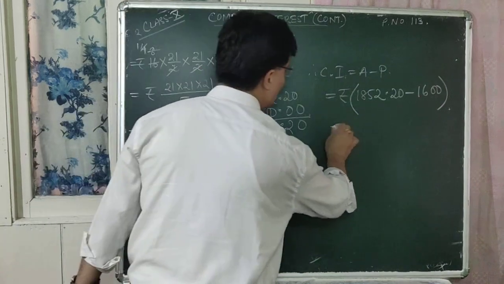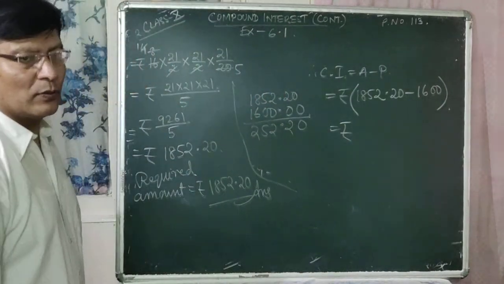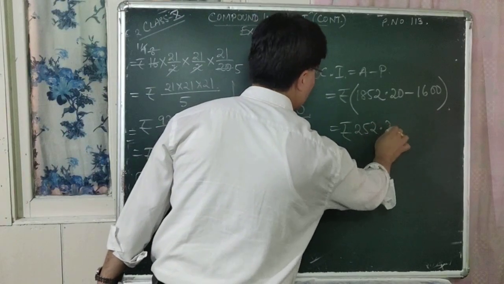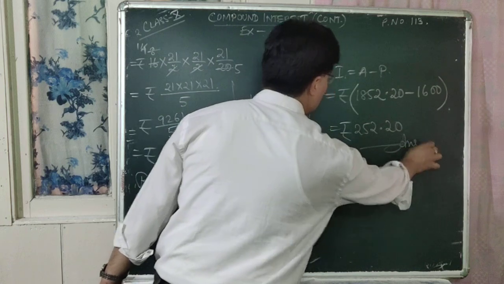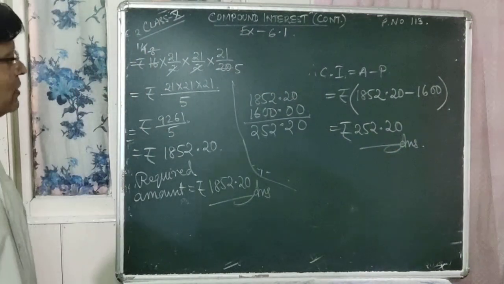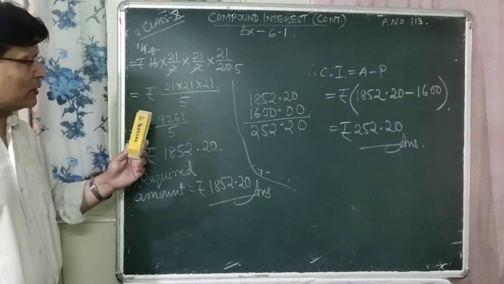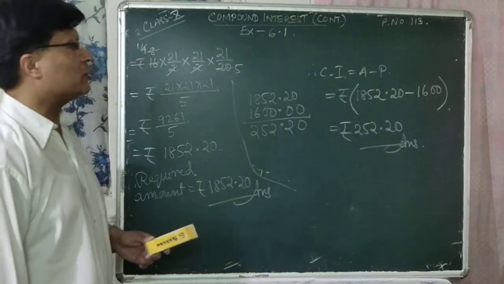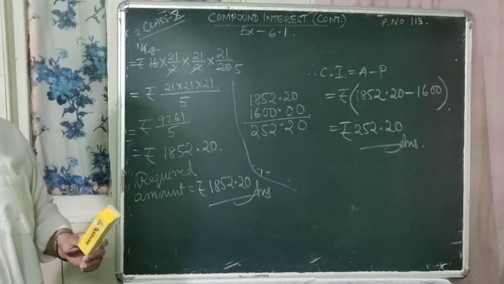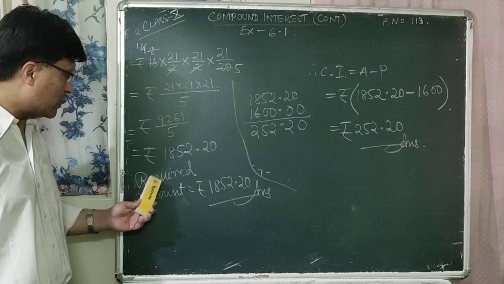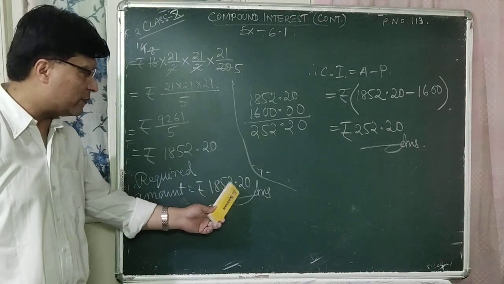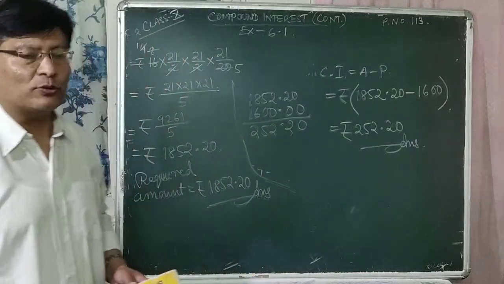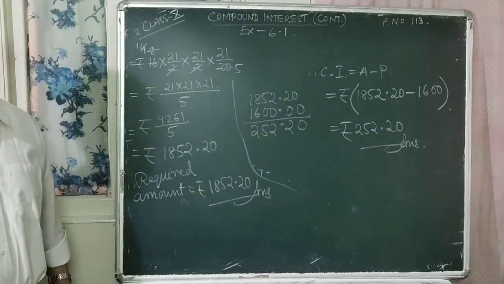So it is equal to rupees 252.20. What is the final compound interest? It is 252.20. So this is the final answer for the compound interest. That is, it is calculated using A minus P, which is equal to rupees 252.20 paise. This is the required compound interest. The required amount is rupees 1852.20 paise, but the compound interest is rupees 252.20 paise. So this is the answer.